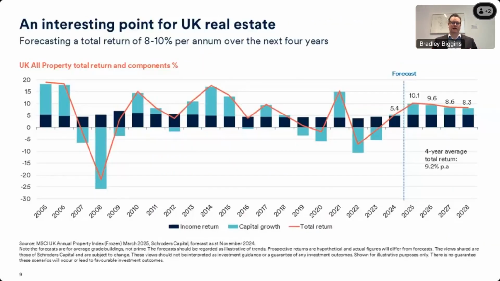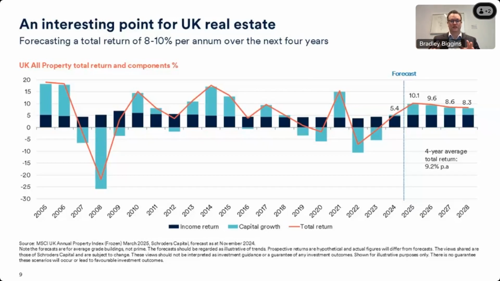Now onto the market, and the first headline point really here is we think this is genuinely a really interesting point for the UK real estate market. As a house, we're forecasting in each of the next 4 years a total return of 8 to 10%. That's really attractive in the context of average real estate returns. That is made up of around 5% per annum income return, and also some capital growth that we expect to come through as a result of rental growth and some fairly modest yield compression.